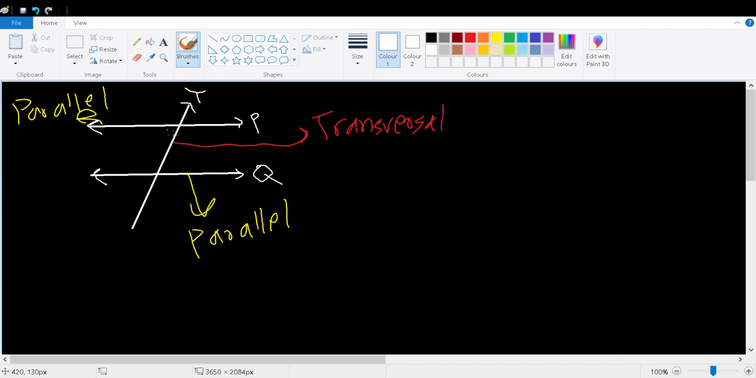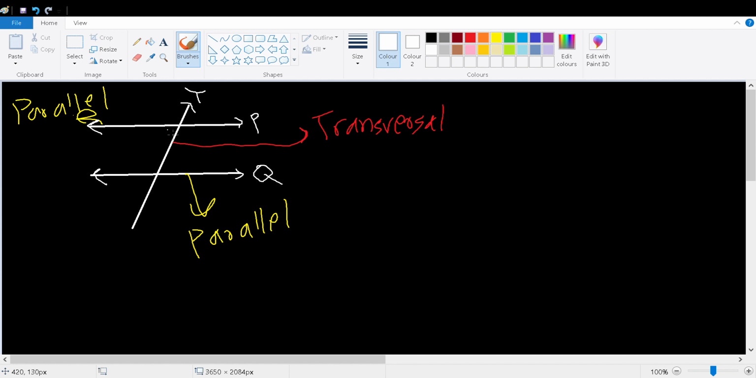Before I continue any further, I want to tell you our essential question, and at the end of this lesson, we're gonna answer it. My essential question is, what are parallel and transversal lines, and what are corresponding angles, same side interior angles, alternate interior angles, and alternate exterior angles?